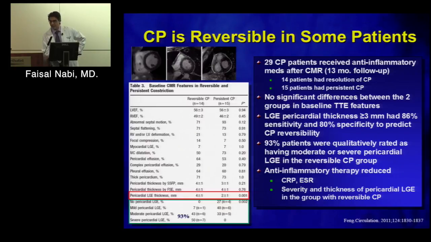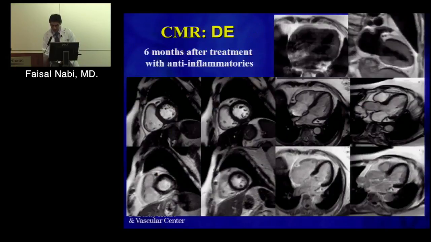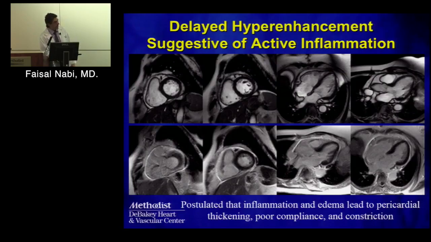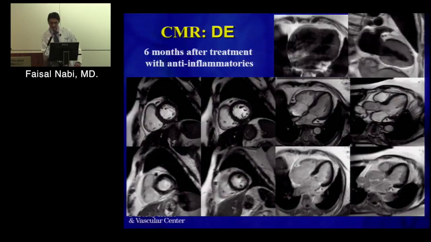And at the same time, they showed that with therapy, not only did you reverse the physiology, but they also showed reductions in CRP and ESR. And going back to this slide, this patient, before anti-inflammatory, this hyperenhancement was identified. This patient was started on anti-inflammatories with aspirin and colchicine, NSAIDs and colchicine. And here was his CMR 6 months after treatment of anti-inflammatory.